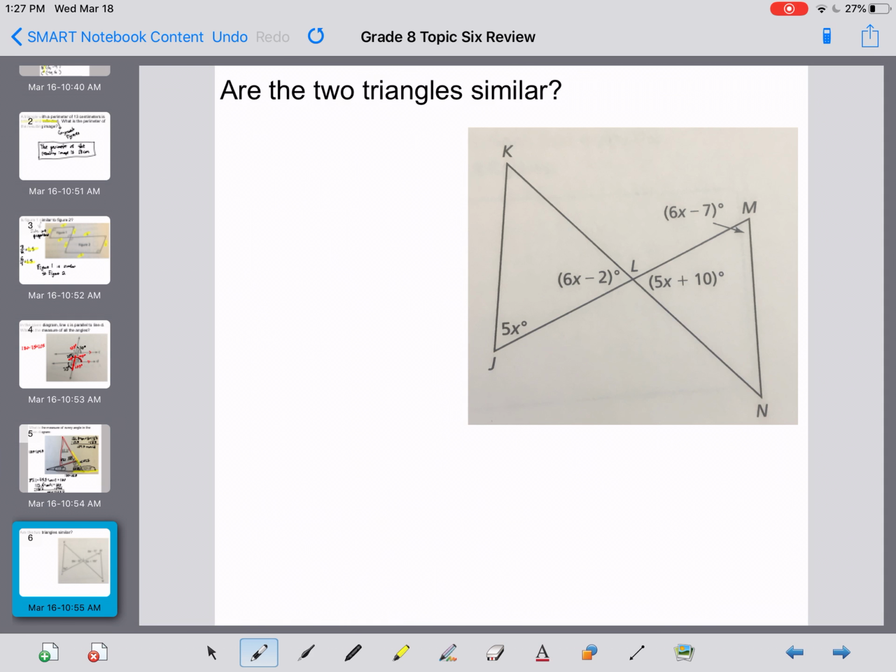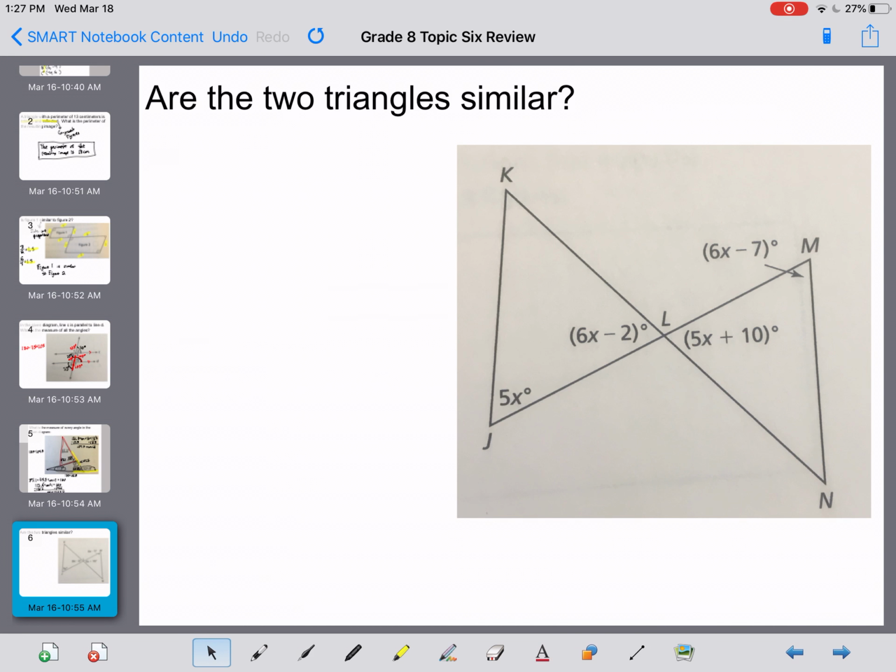And the last problem, are the 2 triangles similar? Take a second to copy down the question and the diagram as well.